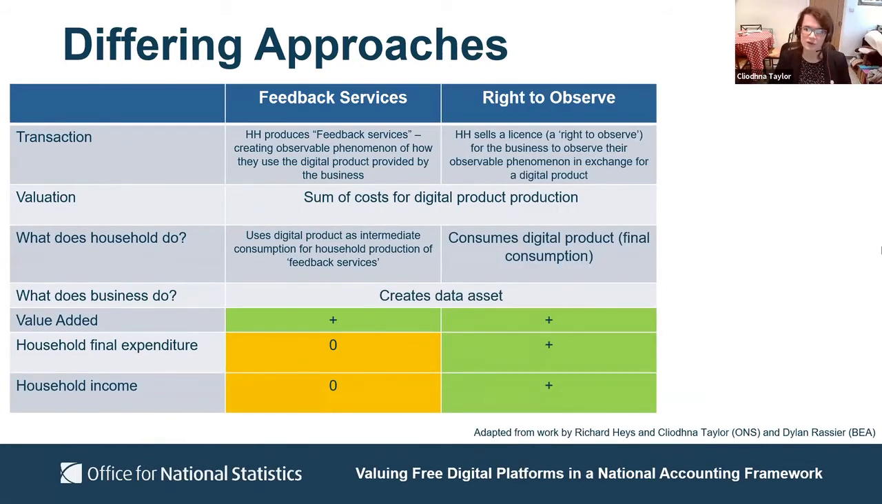Let's think of a different way of conceptualizing this. That process was really thinking about the household being involved in production, but it's possible as well to think about a situation where the household isn't actually involved in the production process. In this case, you can conceptualize the household as selling a license, a right to observe their observable phenomenon. We introduced this conception of observable phenomenon earlier, where they're non-produced. They're just the things that the household does while it's enjoying its consumption of YouTube. It has particular observable phenomenon, the way that they consume YouTube.